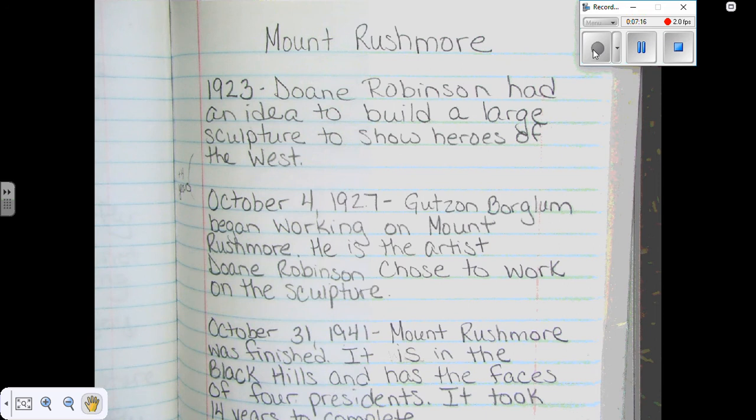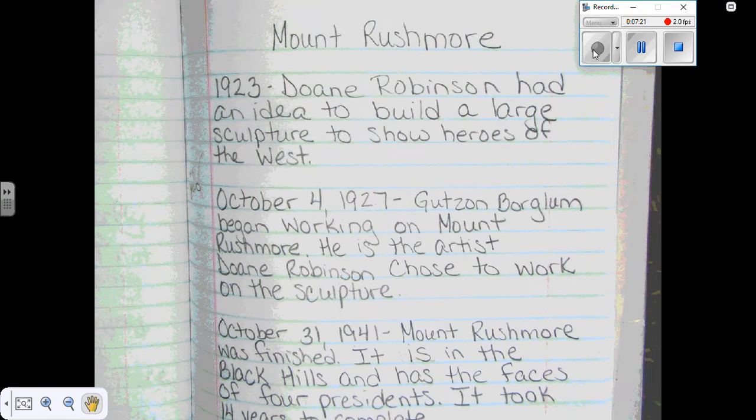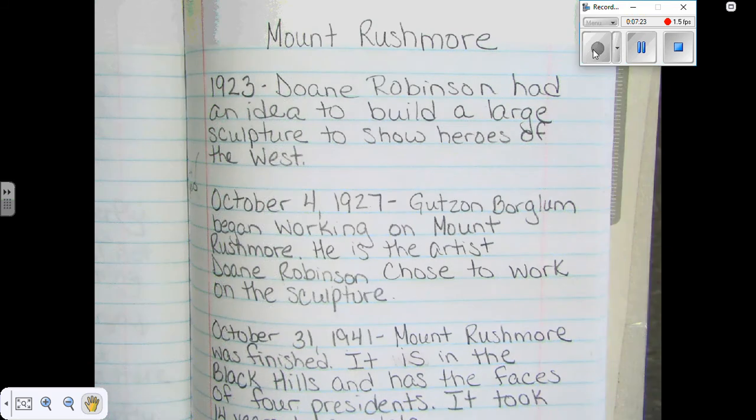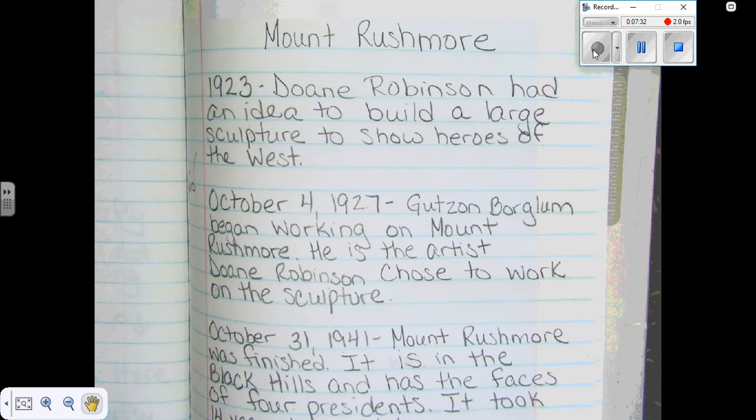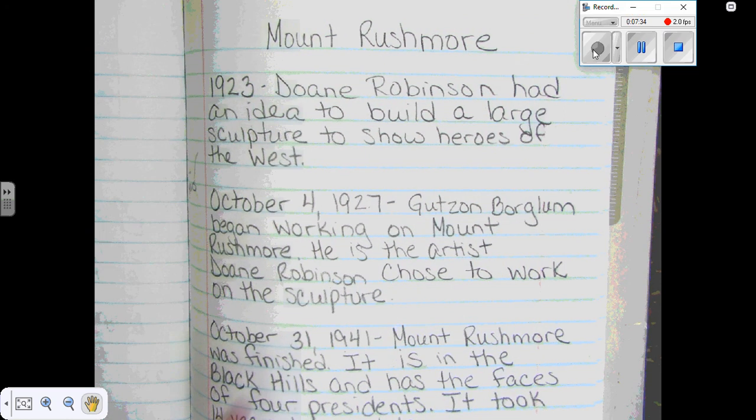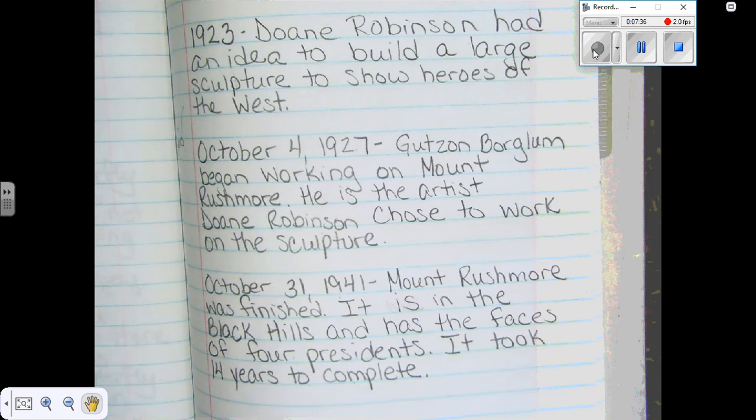So when you're looking at information and you're noticing that things are in a timeline or they're going in order, sequence is a great structure to use because it helps your reader follow along and know how long certain things took, just like we learned that Mount Rushmore took 14 years to complete.